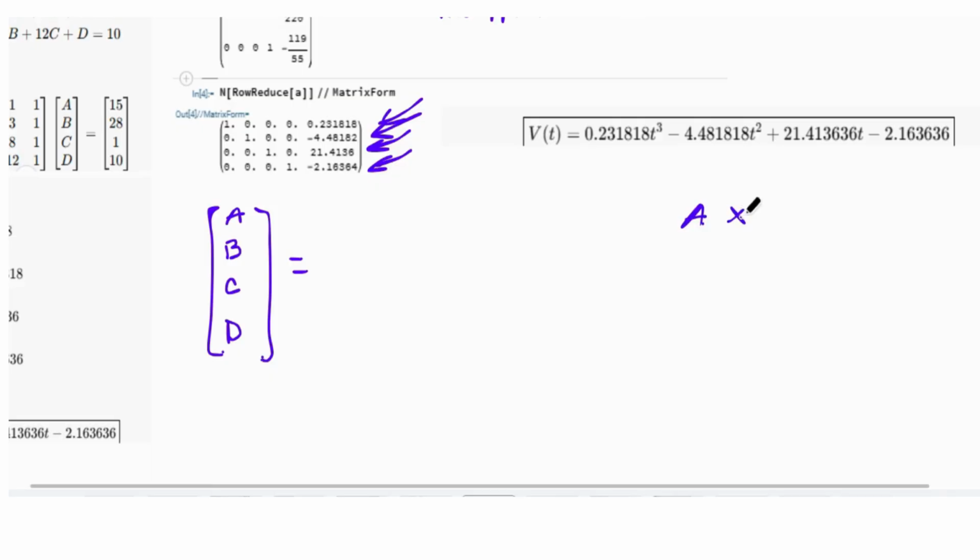If you've got that and your variable vector, which is the A, B, C, D, I'm just going to put X, right? And that was equal to the 15, 28, 1, and 10. So that would have been your B vector from what we did in algebra. Sorry if people are getting lost on this, but this is how you do it. So now this is going to be equal to that.